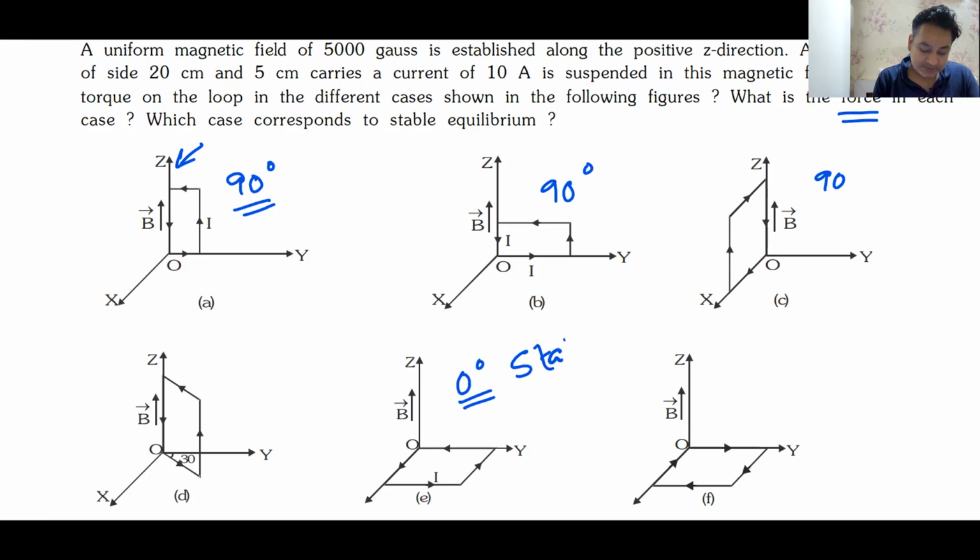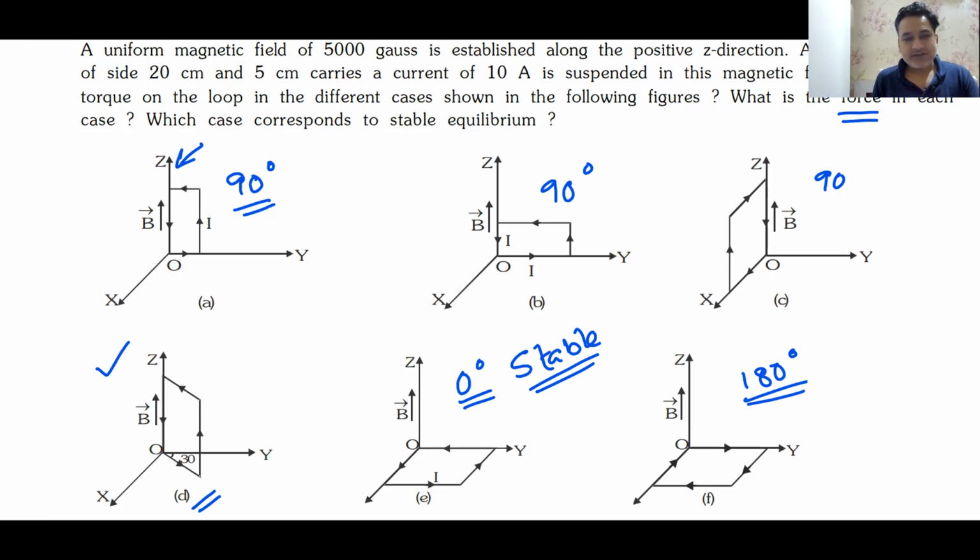I have left case number D. And the case here is 180 degrees. This is unstable equilibrium. The only case which might require a bit of thought is this case. What is the angle in this case? What is the torque in this case, which is case number D?